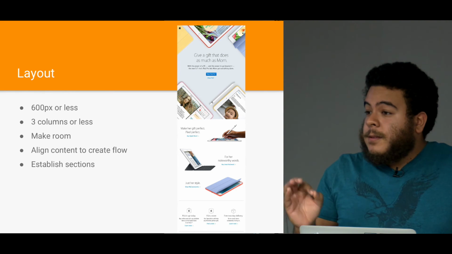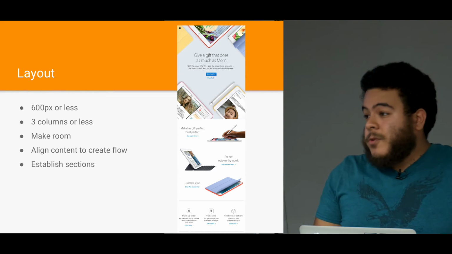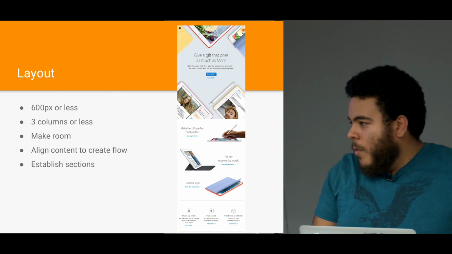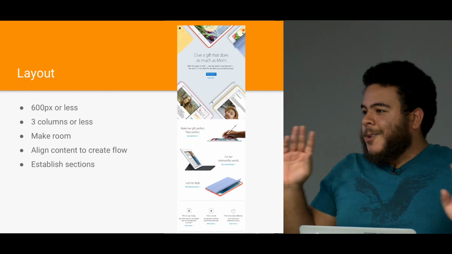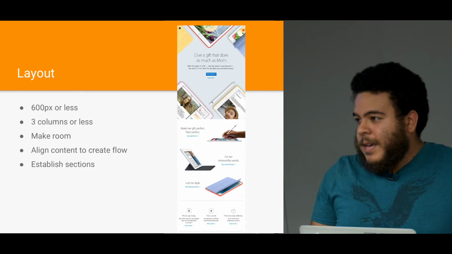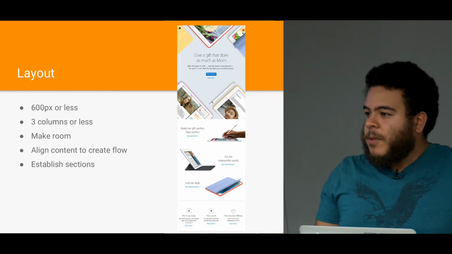Due to you have 600 pixels, having more than 3 columns is asking too much. It's going to be all cluttered, right? So 3 columns or less, you're good. And it's good to handle that in terms of responsiveness.